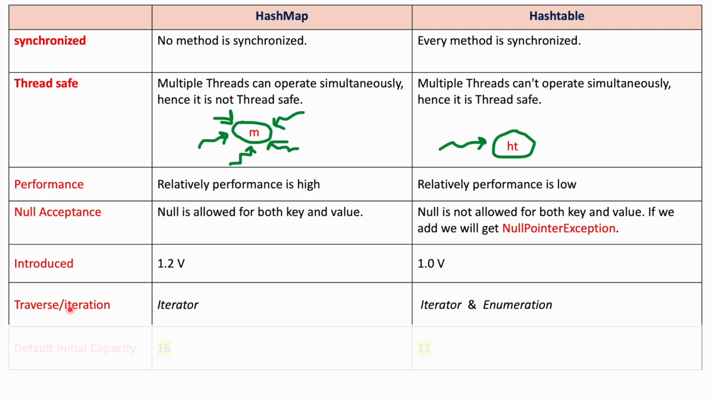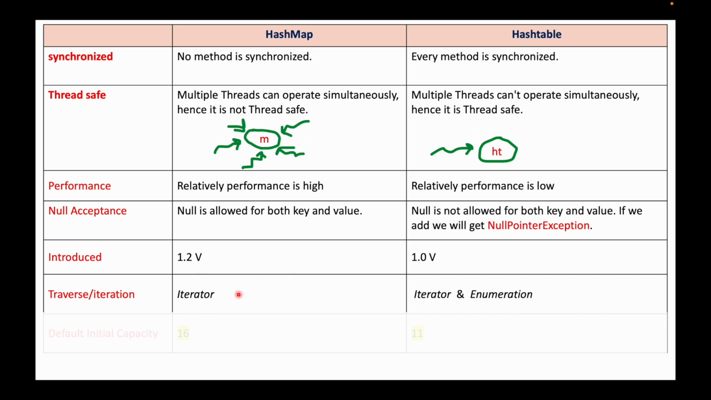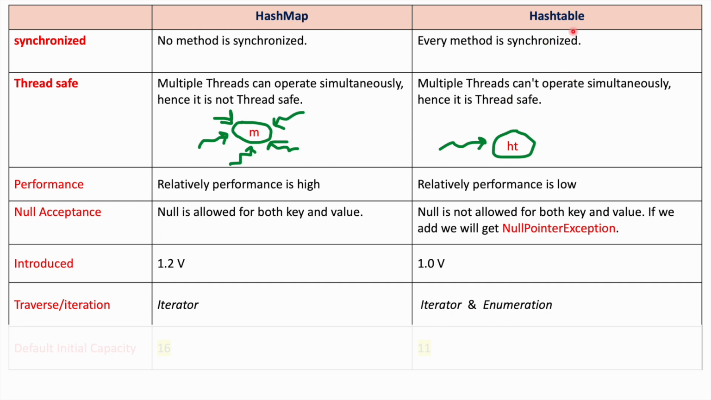How can we traverse or iterate the HashMap objects? By using an iterator, we can traverse the HashMap object. How do we get the iterator? The keySet method, values method, and entrySet method return a collection object, and by using that we can use the iterator. So if you want to traverse a HashMap object, we use an iterator. If you want to traverse Hashtable objects, it supports both iterator and enumeration. By using iterator and enumeration, two different ways, we can traverse a Hashtable.